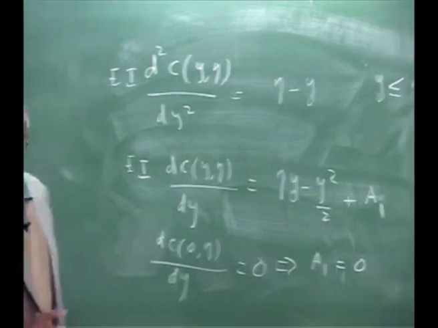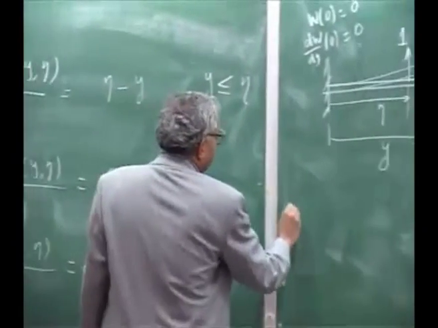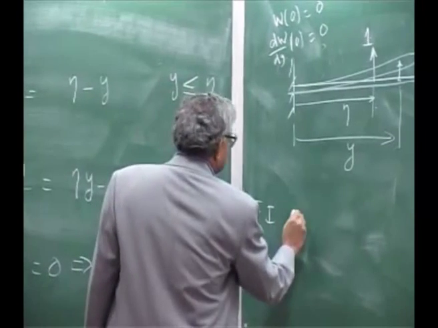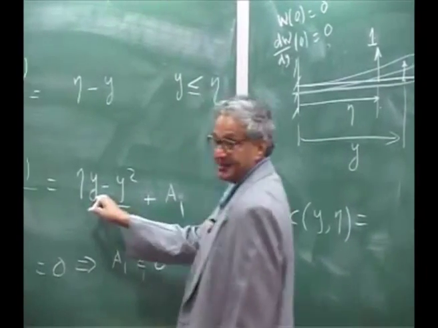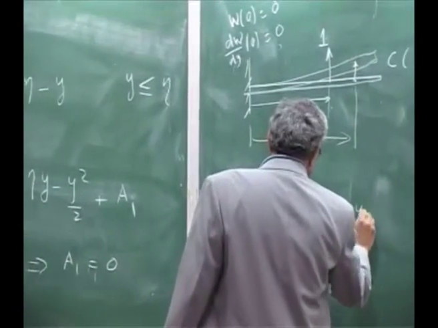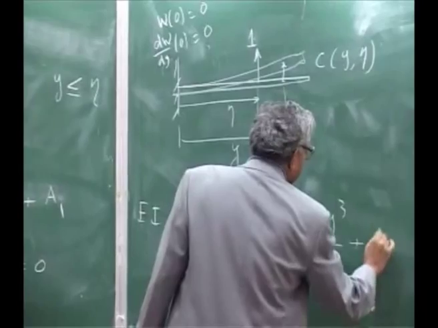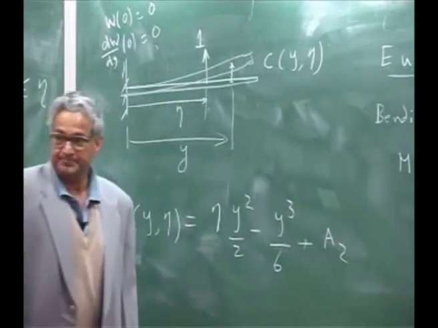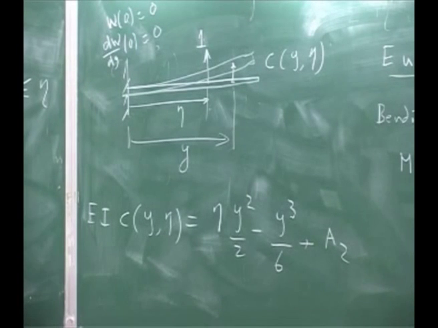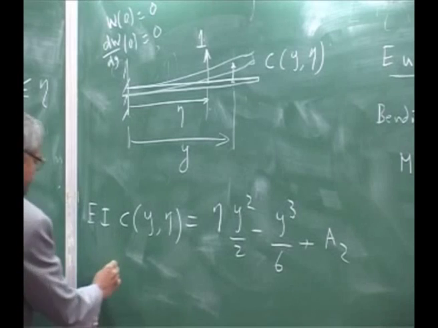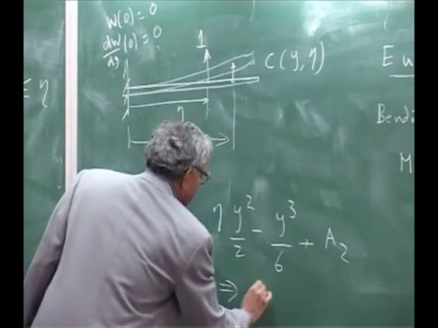Okay. Then what I do? I do one more integration. When I do one more integration, I will have EI C(y, eta) equals, now I am integrating this. This will be eta y square over 2 minus y cube over 6 plus another constant I will put a2. Again a2, I know that deflection at the root is 0. So I will have C at (0, eta) is 0. So this gives me a2 is 0.